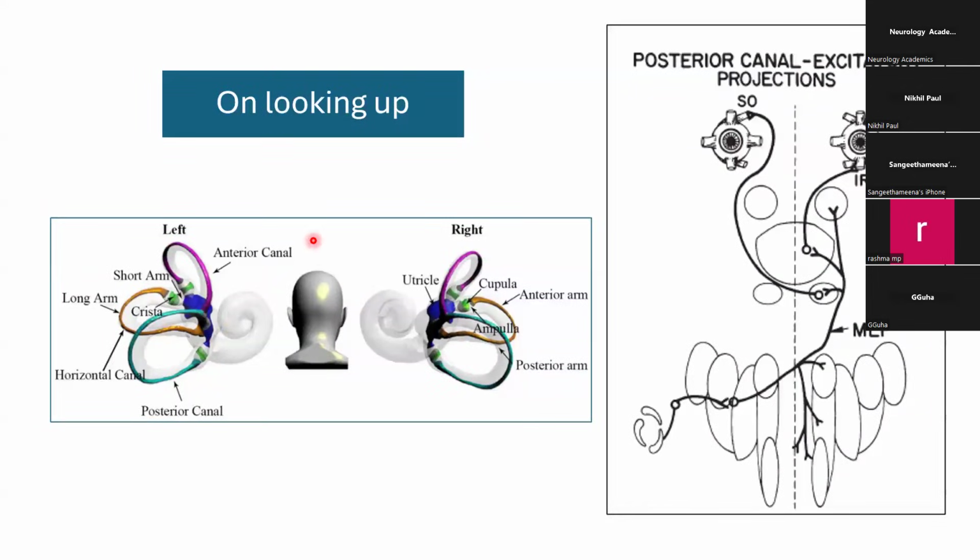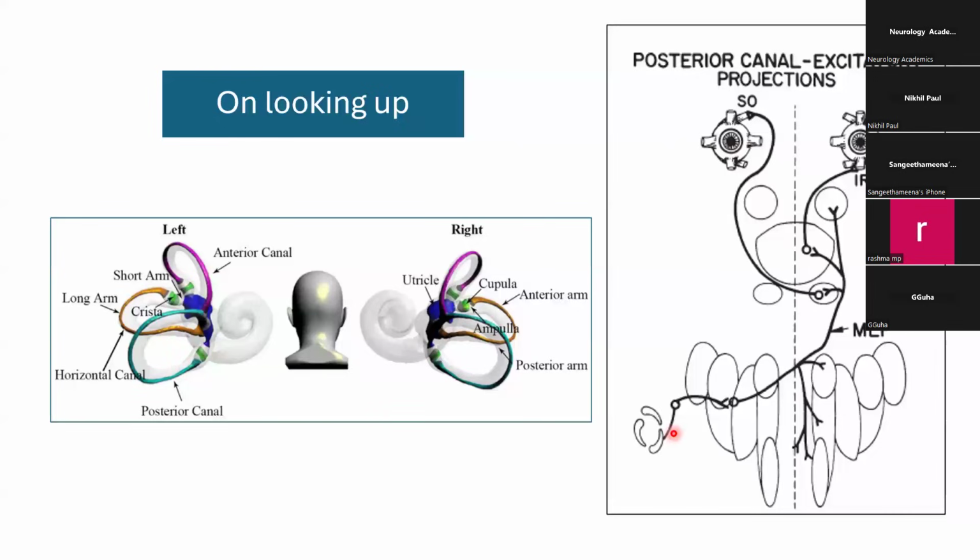Now just imagine what happens when we look up. When we look up, just concentrate on the posterior semicircular canal. When I'm looking up, the bony part of the posterior semicircular canal goes downwards. And again, as a result of inertia, the movement of the endolymph is away from the posterior semicircular canal. So as a result, this posterior semicircular canal gets activated.